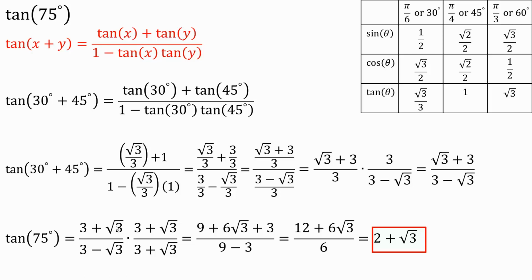So 3 times 3 is 9. 3 times the square root of 3 is 3 square root of 3, plus 3 times the square root of 3 would give us 6 square root of 3. And then the square root of 3 times the square root of 3 would give us plus 3. And then in the denominator, we would get 9 minus 3. So we have 9 plus 3 is 12. 12 plus 6 square root of 3 divided by 6. We can simplify a little bit and get 2 plus the square root of 3 as our final answer. And that's pretty much it for this video.